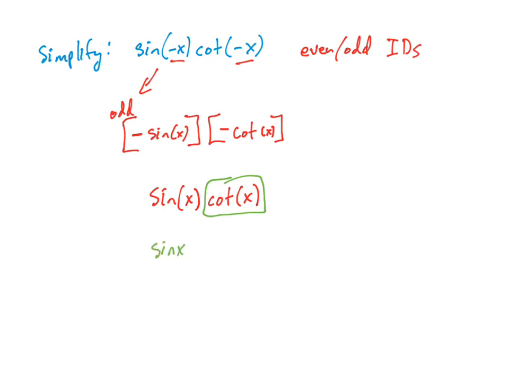Cotangent is the reciprocal of tangent. Tangent is sine over cosine, so cotangent is cosine of x over sine of x. So when we multiply here, the sine of x's cancel, and we end up with cosine of x. That's just a coincidence that we got the same thing as we did on the previous example.